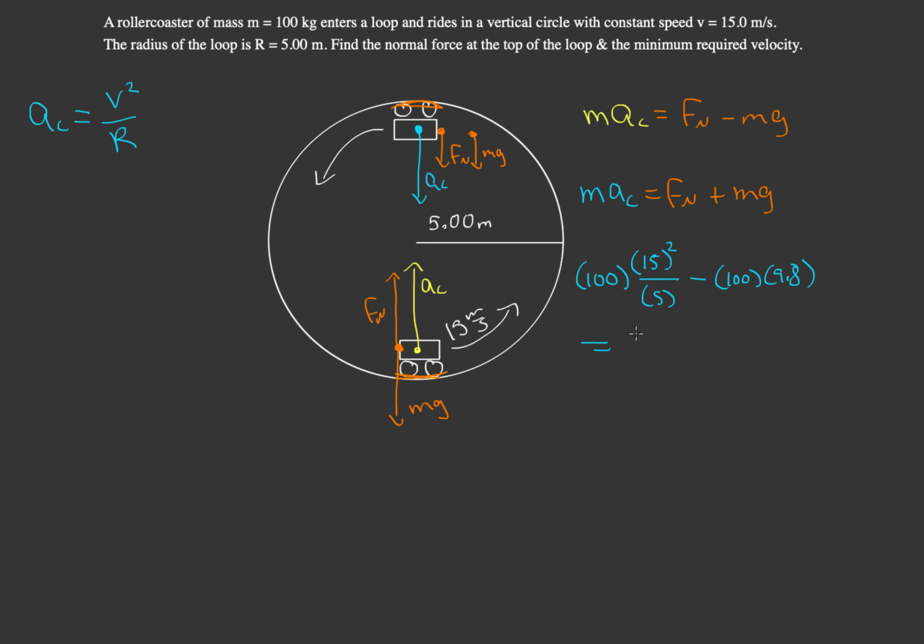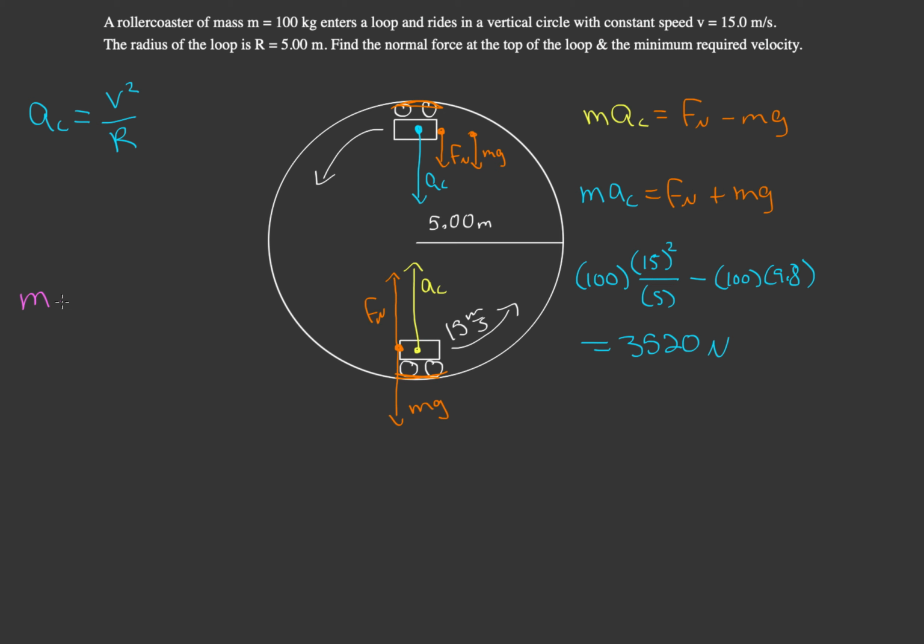We just actually get 3,520 newtons. So that's the normal force that you experience at the top of the loop. Now, what minimum velocity is required to keep us going in this loop? I'm going to say that at the top of the loop, our minimum velocity is experienced when our normal force is 0. And let me tell you why.